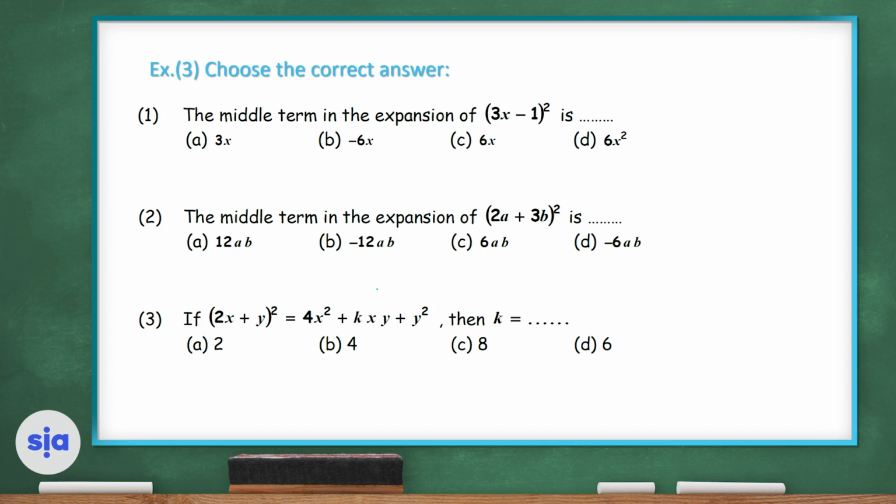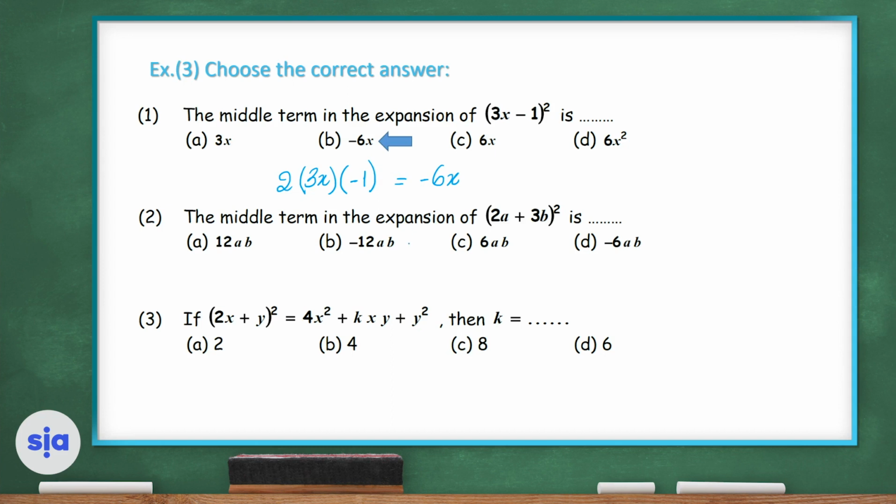Exercise number 3, the question wants us to choose the correct answer. The middle term in the expansion of (3x - 1) all squared is what? The middle term, we get it from 2 times the first times the second. And take care, the second is negative 1. So this one will be negative 6x. So the right answer here is choice B.